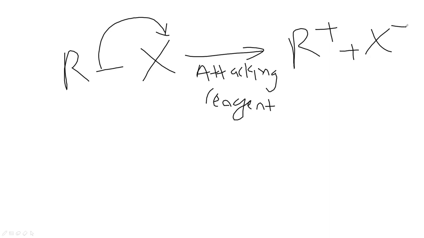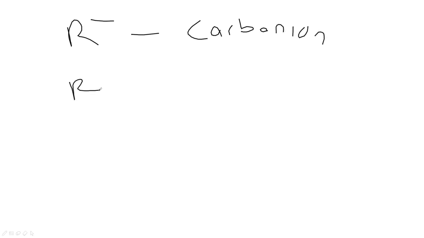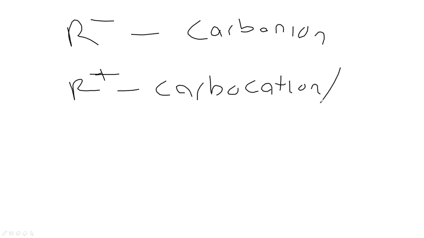And this alkyl group can be a carbocation, and it can also be a carbanion. Let's give an example, something like R with CH3, and this splits in the presence of an attacking reagent. We can also have something like R minus and CH3. Now we all know that when it's R minus, we have a carbanion. When it's R plus, we have a carbocation, or carbonium ion.